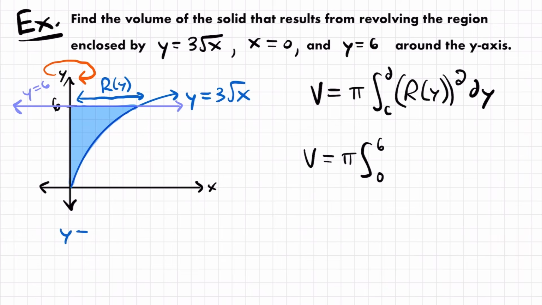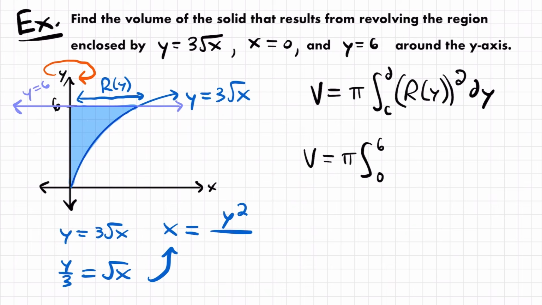And so we're working with y is equal to 3 times the square root of x. If we divide both sides by 3, we will have y divided by 3 is equal to the square root of x. And then to solve for x, we just have to square both sides to cancel out that square root. And that will give us that x is equal to y squared divided by 3 squared, which is 9.